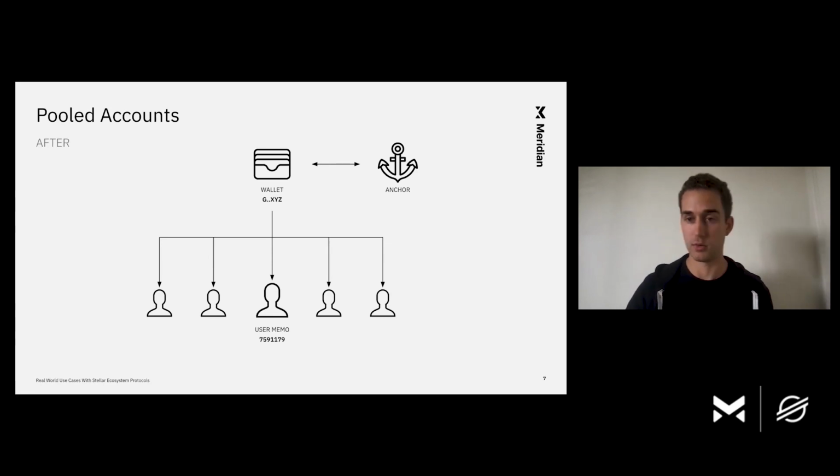So when the wallet interacts with the anchor, it not only specifies the shared account, but it also specifies the memo. And this is how the wallet and anchor know that the account is shared, and that my user memo, me as a user using the service, is distinguished from other users that have the same pooled account but a different memo. And this architecture can actually get a little more complicated.